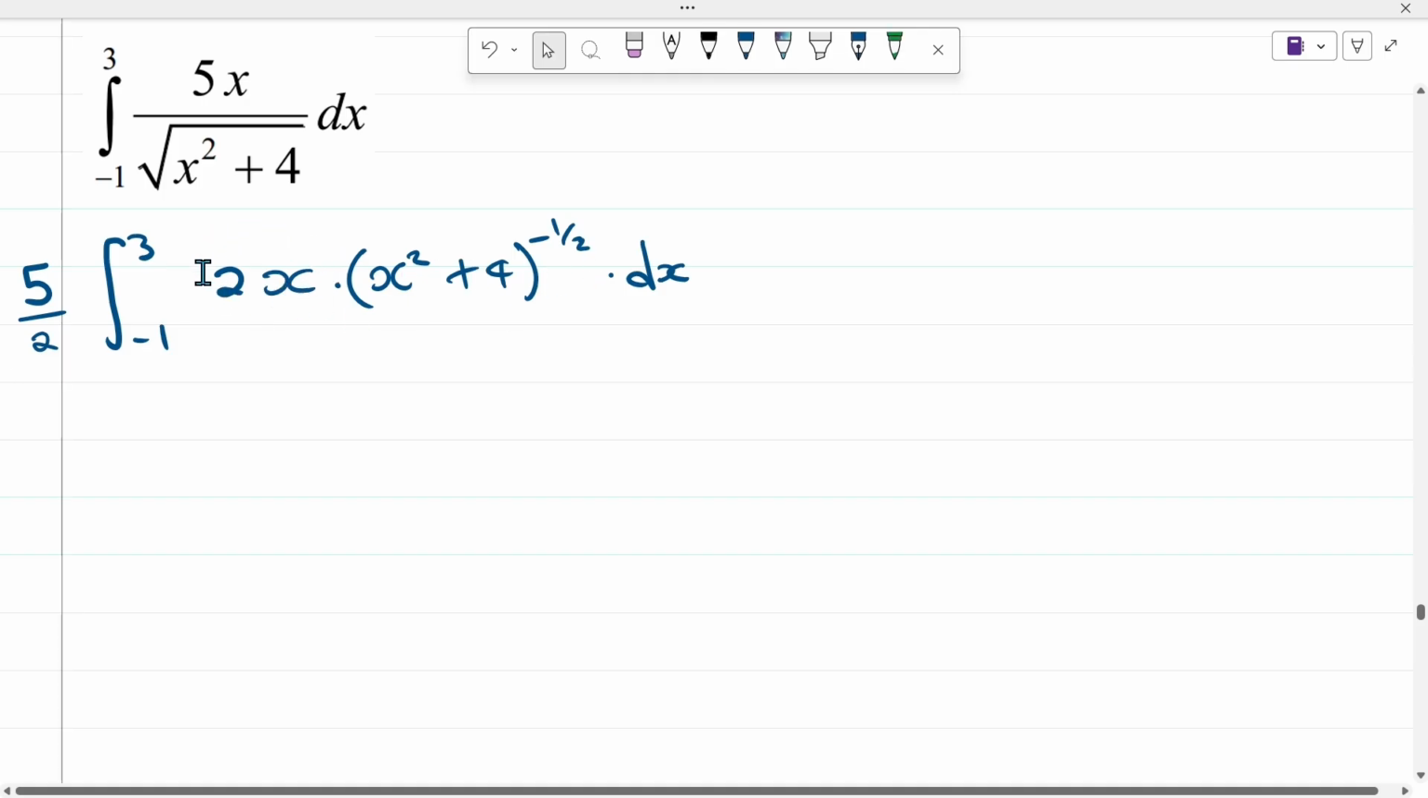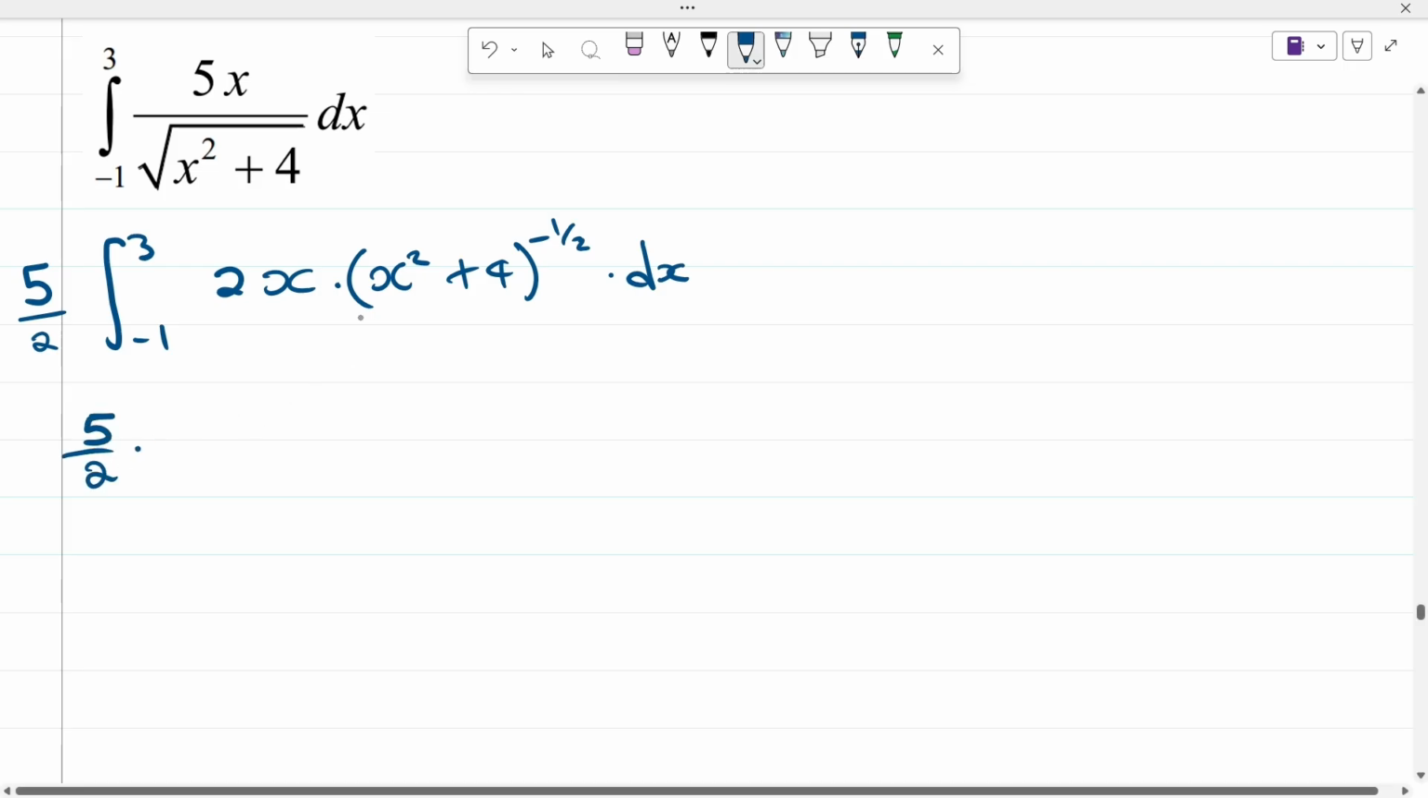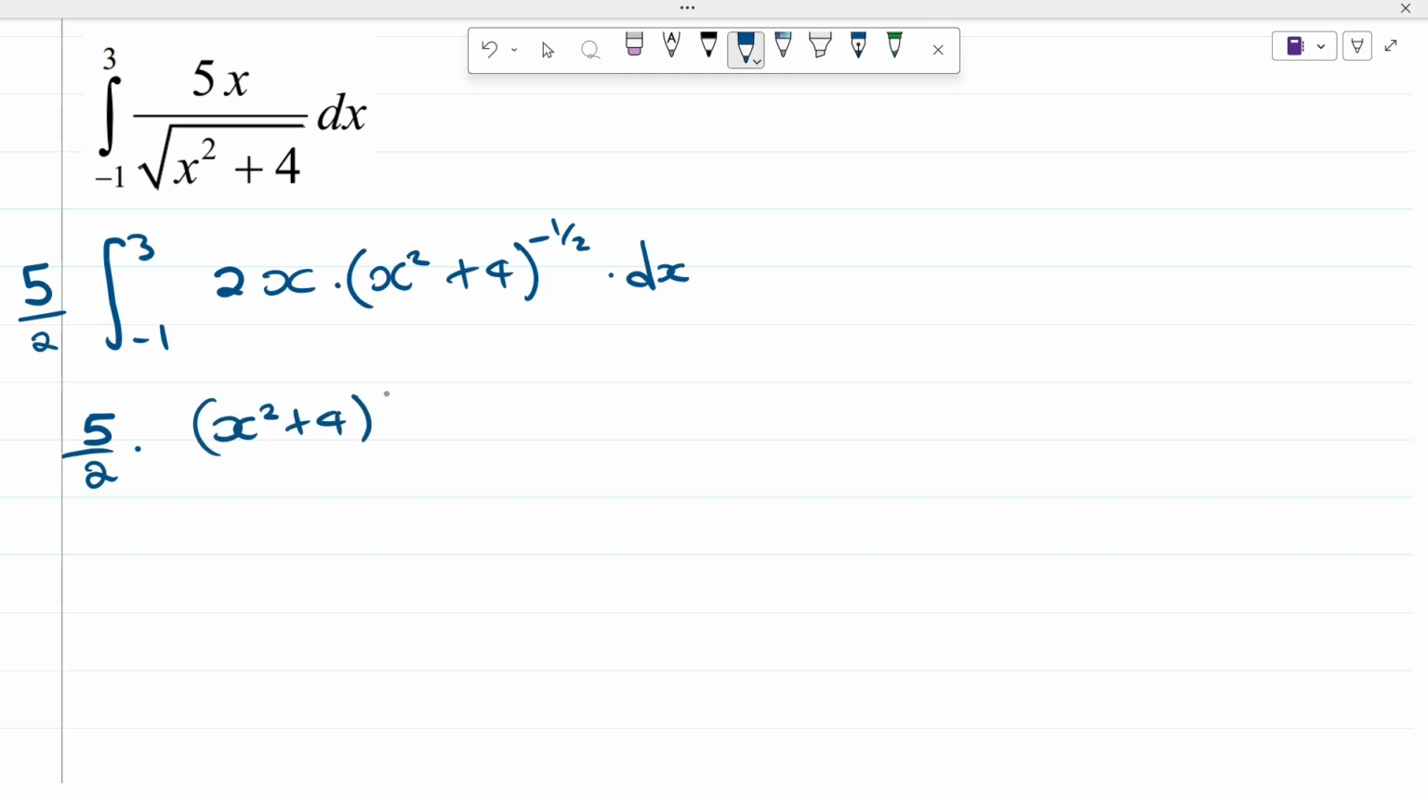So 2x multiplied by this, we can see that we have the function and its derivative. So what are we supposed to do here? We are supposed to use the general power rule to differentiate that. So this is going to be the 5 over 2, which is coming from the outside, and then we apply the general power rule there. That's x squared plus 4 to the power of negative 1 over 2 plus half, that's your positive half, divided by half. And then you put the limits, 3 to minus 1. Then the 2 and the half are going to cancel out, and then we'll only be left with 5.